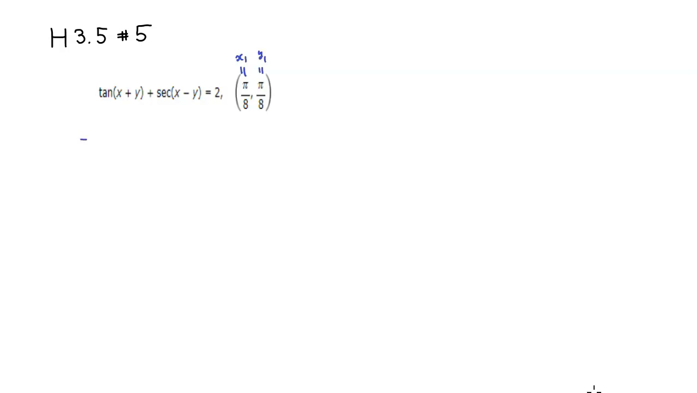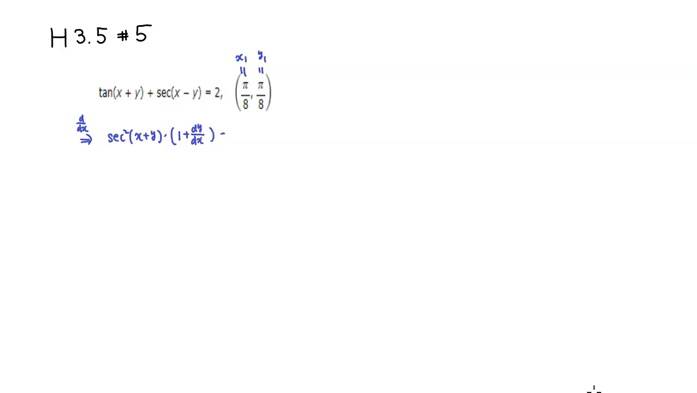All right, so let's take the derivative with respect to x. The derivative of tangent is secant squared, so secant squared, and leave the inside function as it is, x plus y. Then multiply by the derivative of x plus y. So the derivative of x is 1, and the derivative of y is dy over dx.